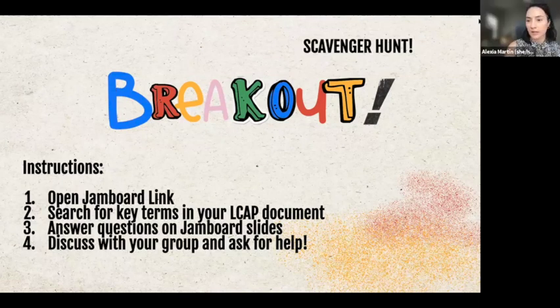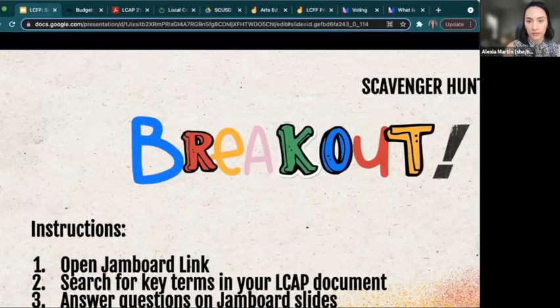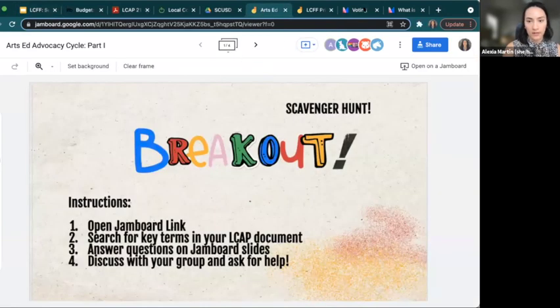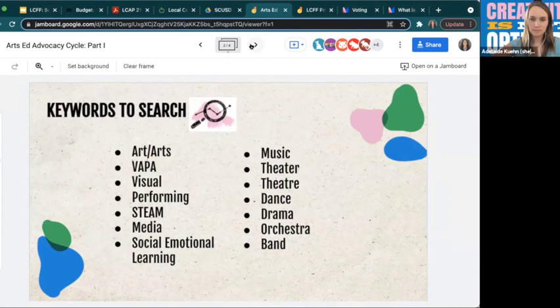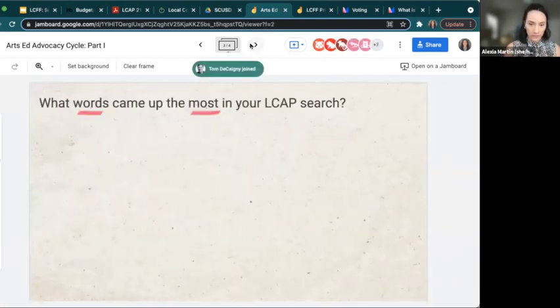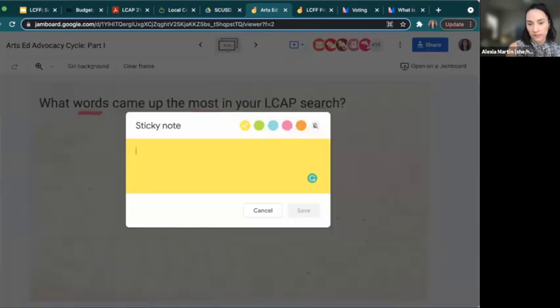Great, thank you so much. So we will be putting y'all in breakout rooms. I will share the Jamboard in a moment so you can see what that looks like. So it looks like this. It has the instructions, and the keywords to search in your LCAP. So you will find your LCAP, and then you will Control F, use these different words to locate the priorities of your district and how arts and arts education is being accounted for. And so you will answer these different questions. What words came up the most in your LCAP search? And what is one thing that you learned by doing this exercise? If you don't know how Jamboard works, you can just create a little sticky, type out your answer, and then place it on the board.